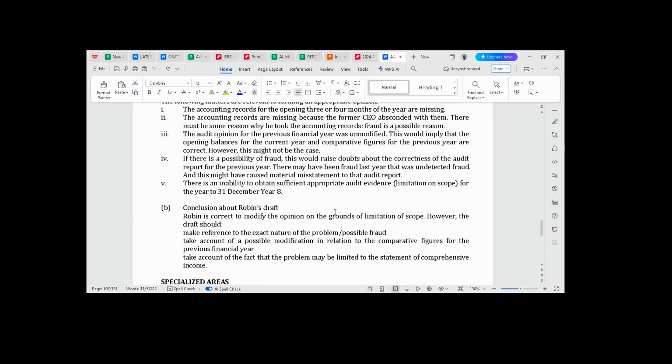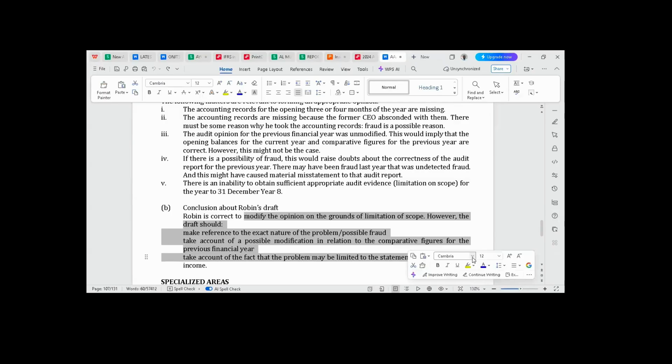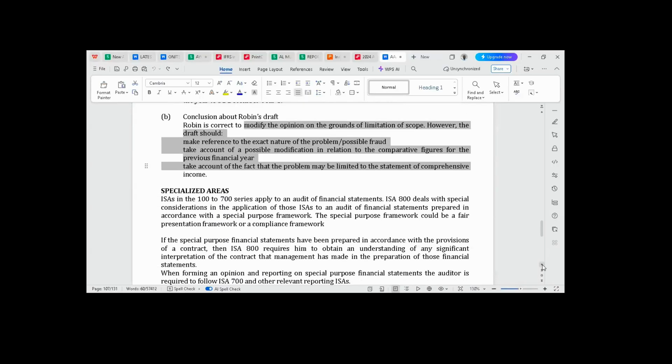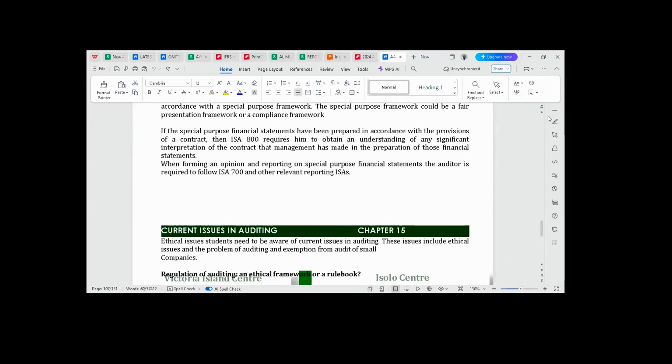That is, Robin is correct to modify the opinion on the grounds of limitation of scope. However, the draft should make reference to the exact nature of the problem, possible fraud. Take account of possible modification in relation to comparative figures in the previous financial year, or take account of the fact that the problem may be limited to the statement of comprehensive income. So that is what we are saying there. That is based not on the availability of information, but because of fraud. I hope we are together.